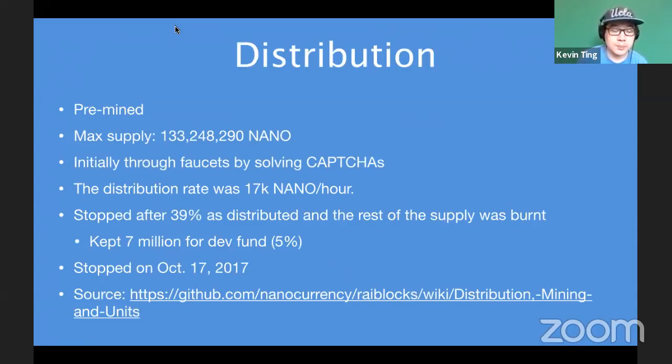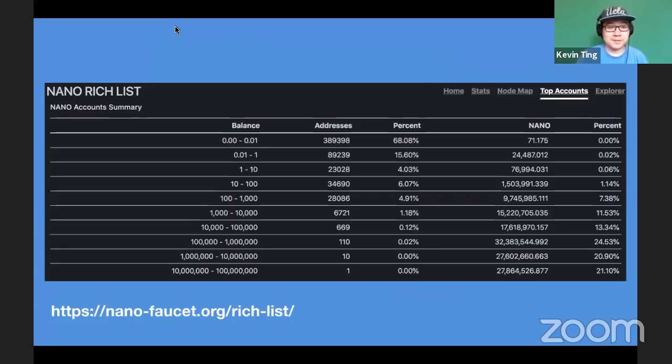This whole process of distribution was stopped on October 17th, 2017. If you want to take a look at the official statement about this, because there are different numbers, dates, and information swirling around, you can look at github.com/nanocurrency and then look at their distribution, mining, and units page. This is where I got the information from. So if it's incorrect, then they should probably update that page.